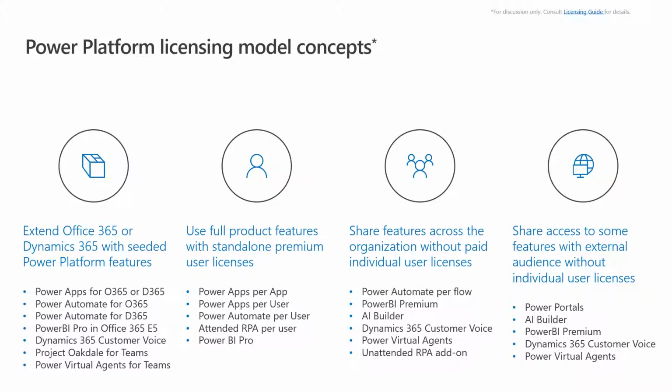So depending on the type of license you need, you've got your seeded license with M365 and Dynamics, your full product feature license with your per app or per user license, your shared features license with licensing unattended RPA, Power Virtual Agents, AI Builder, Customer Voice, Flow, and then lastly, your external functionality that other people will need to leverage, like Power Apps portals.